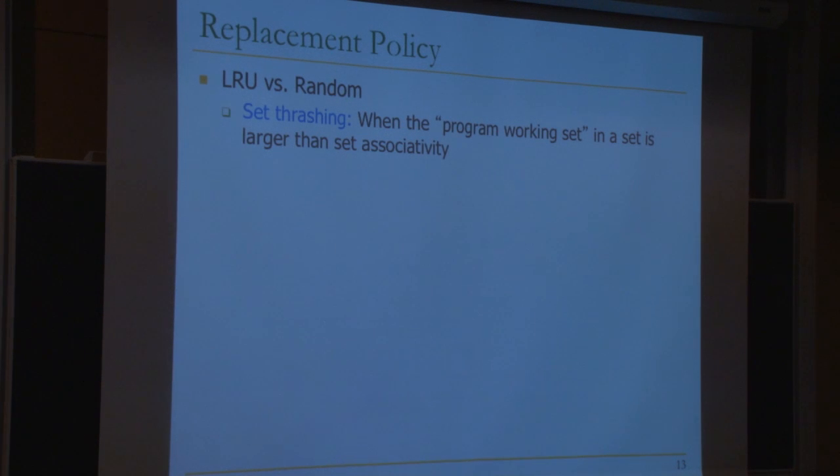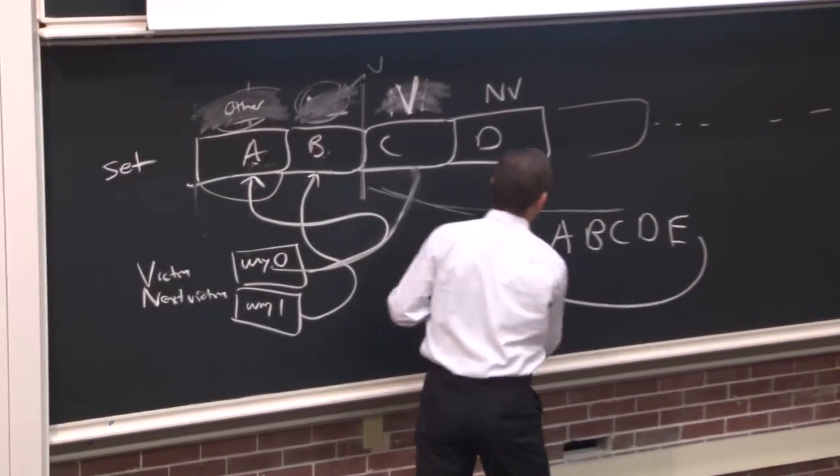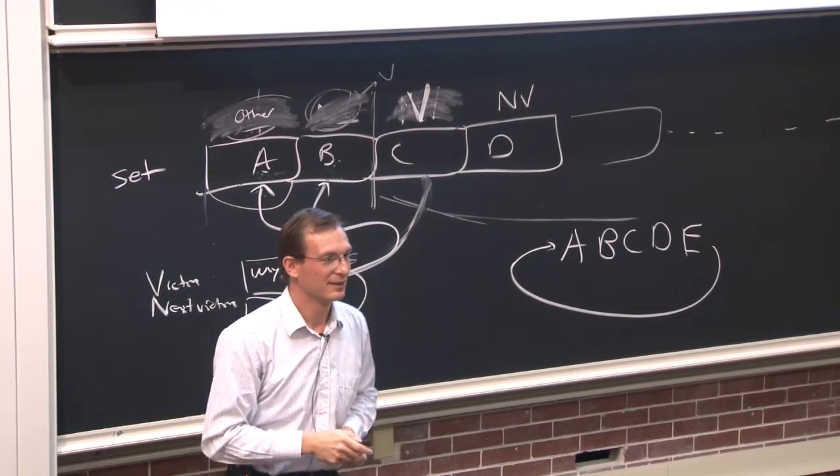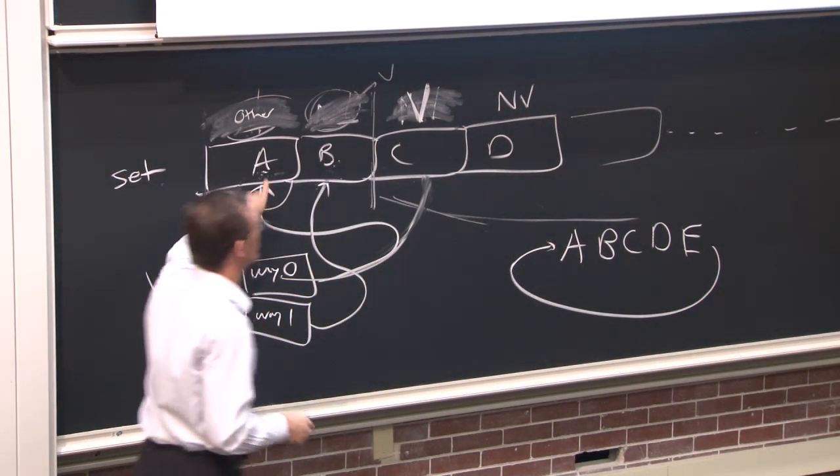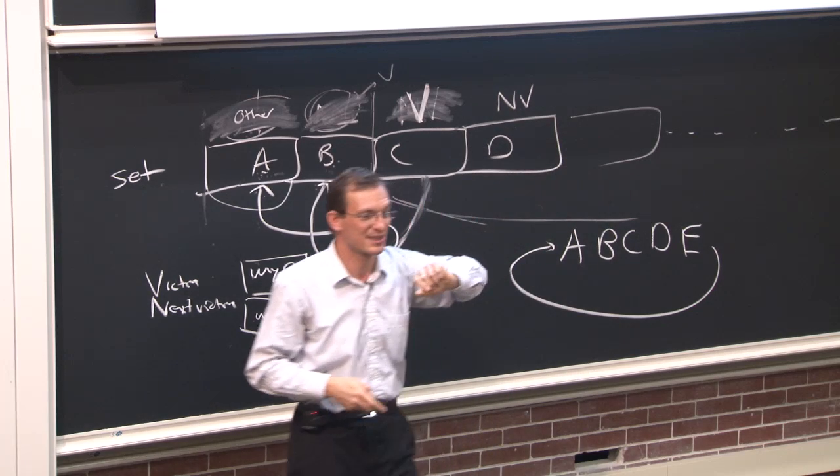Let's look at LRU versus random. I told you several times that random actually can do better. One of the main reasons is that you can have thrashing in the set. What does that mean? Let's say the set is 4-way associative, but the working set within the set is actually larger than 4 blocks. Maybe you're accessing A, B, C, D, E in a circular manner, and they all map to the same set. You can only host 4 things.